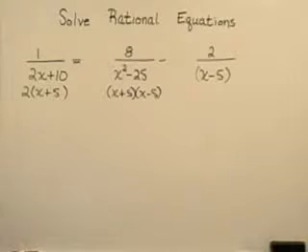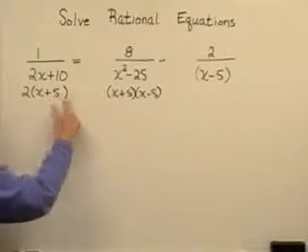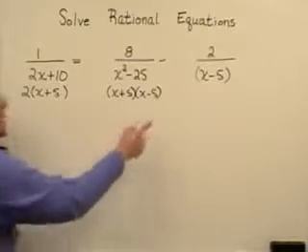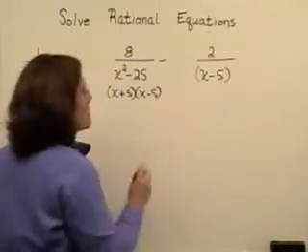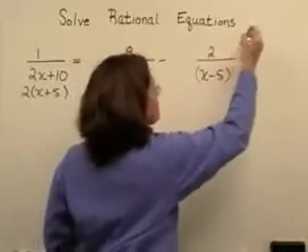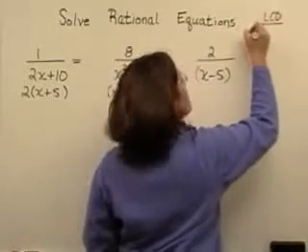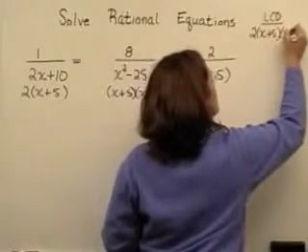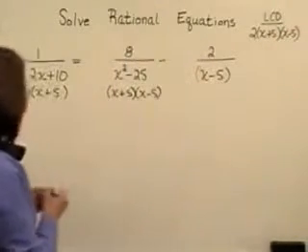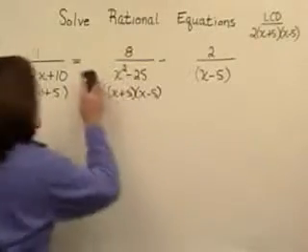My LCD as a result, take every factor the greatest number of times that occurs in any one. So I need this 2. I need an x plus 5. It occurs once here and it occurs once here. I need it one time. I need an x minus 5 because it occurs at most once in either of these. So my LCD is the 2 times the x plus 5 times the x minus 5. Now I'm going to see if I can squeeze this in and see that it doesn't cause us any grief.